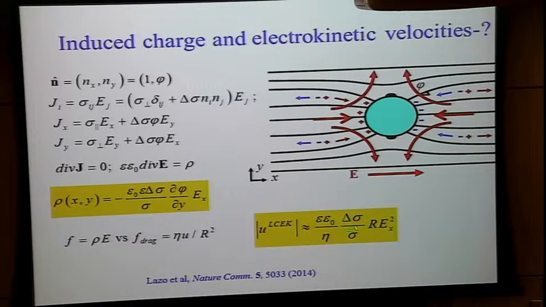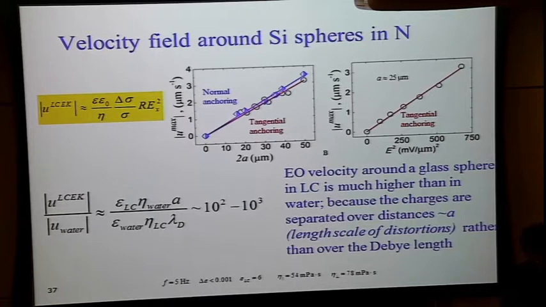So it goes as something proportional to delta sigma, the radius of the particle, and the square of the electric field, which is very important because, as we saw, the particles are being driven by the AC electric field. So you can do the experiment by measuring how things depend on the size of the particle.